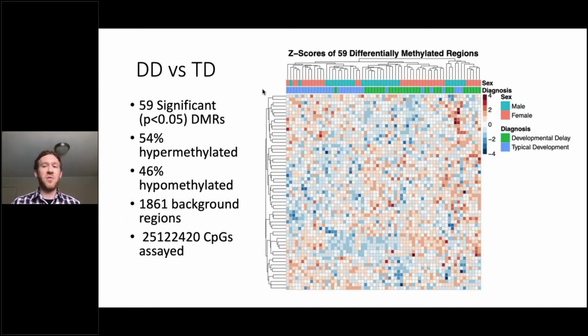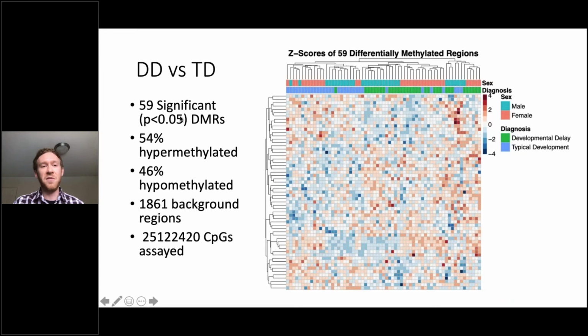And the next, which serves as our sanity check to show that everything's going right, is this comparison of the developmental delay to typical development, just because the developmental delay is very heterogeneous overall. So we don't expect to see nearly as strong a signature as we saw in Down syndrome. That's precisely what we're seeing here.